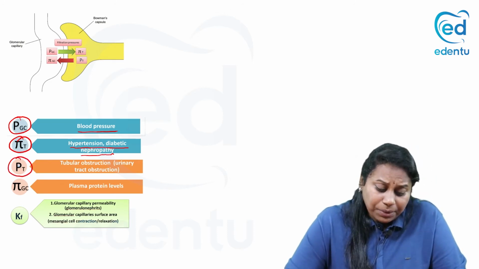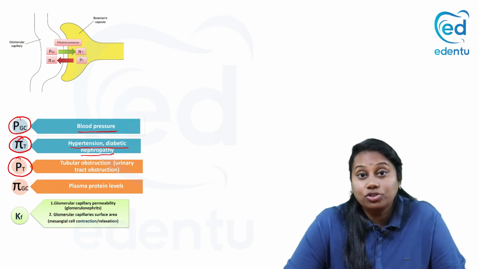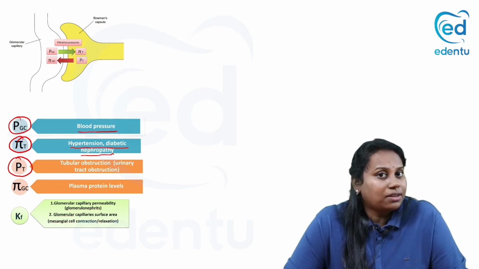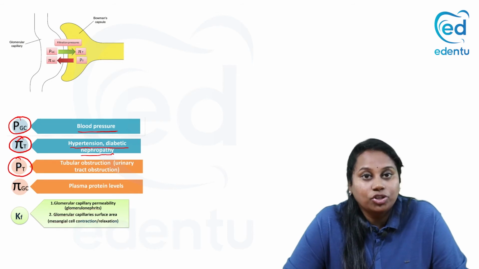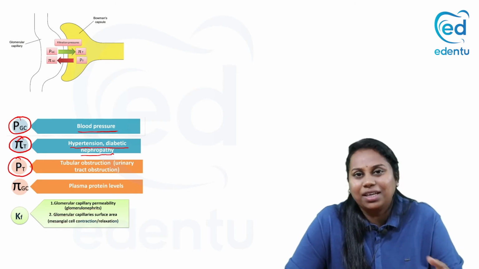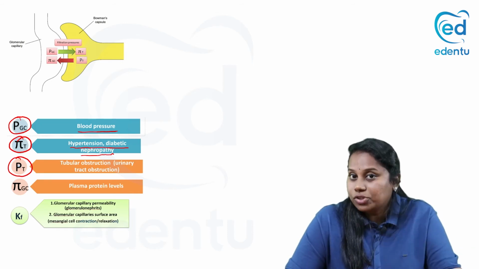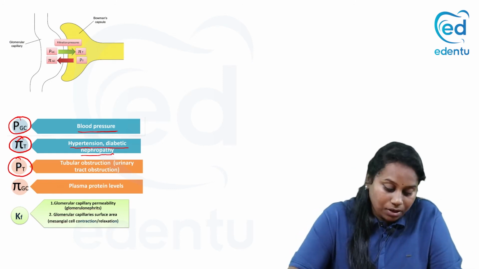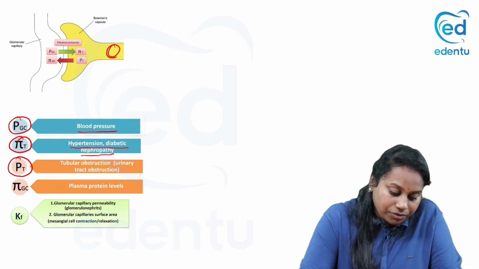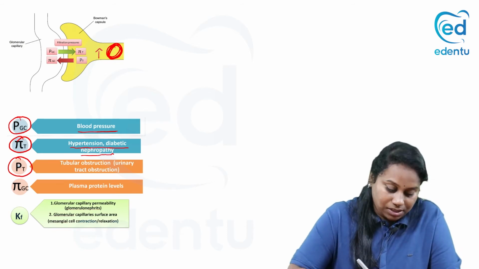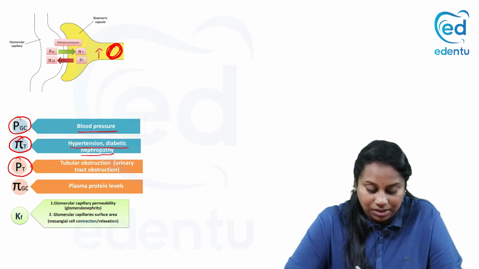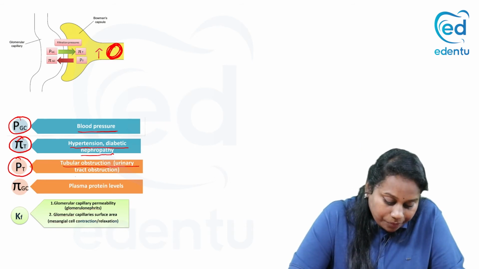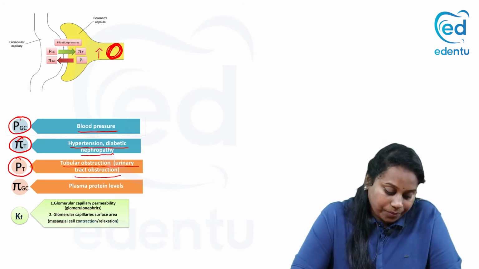PT. PT is hydrostatic pressure on the tubular side. So what are the factors that can affect the hydrostatic pressure on the tubular side? Any tubular abnormality, any tubular block or any obstruction, can be a stone, or it can be a carcinoma or a foreign particle. So if you have any obstruction here, hydrostatic pressure will rise. Your PT will rise. So tubular obstruction or urinary tract obstruction.